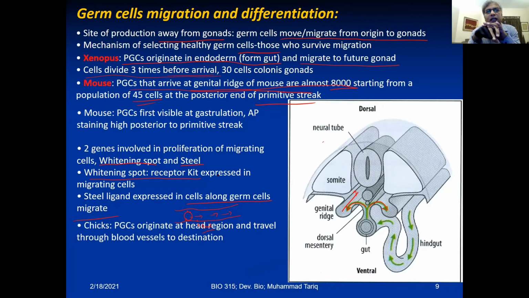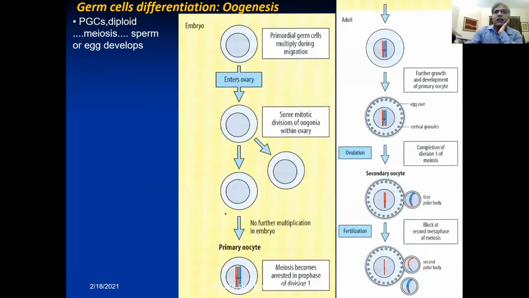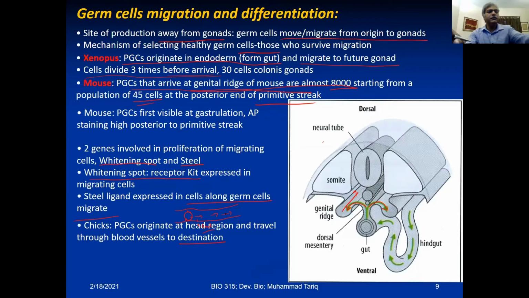In chicks, the primordial germ cells originate at the head region. So the region which makes the head of the chick is where primordial germ cells originate. They then travel through the blood vessels and arrive at the destination, which is the gonads. Is it clear so far?